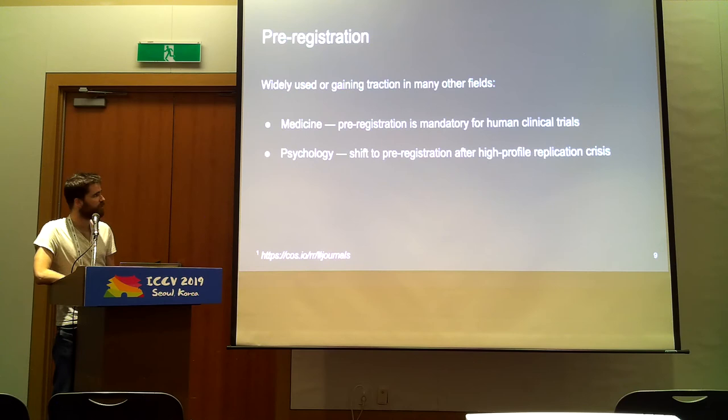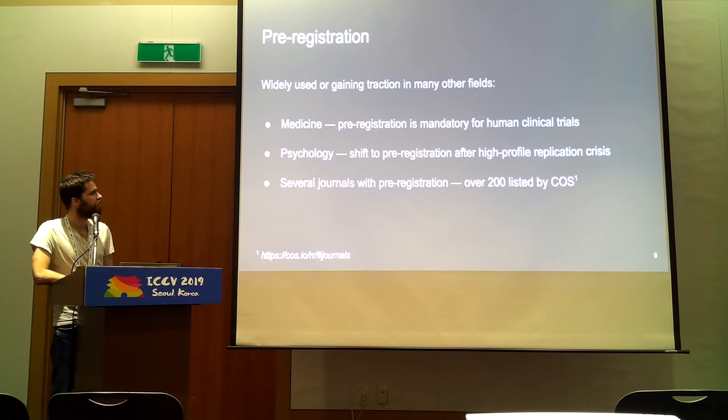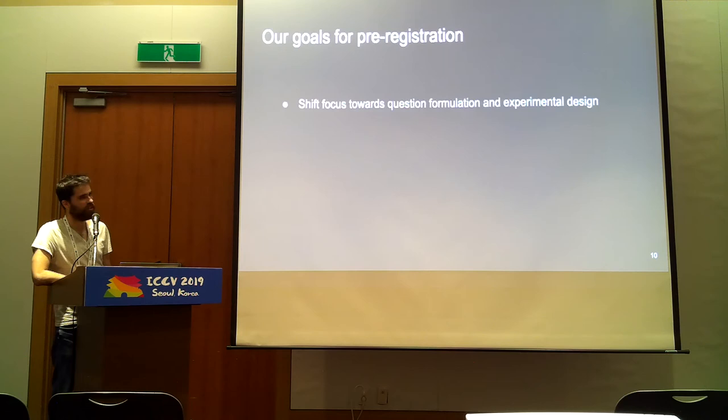their experimental designs. And then in psychology, which is something that was alluded to before, they had this very high-profile replication crisis. This prompted a big discussion in their field about how to prevent that, and there was a massive shift to pre-registration, so that it's very prevalent right now. Essentially there's a listing from the Center for Open Science of journals with pre-registration with over 200, which is quite a high number, even when you consider that there are thousands. It's a large fraction.